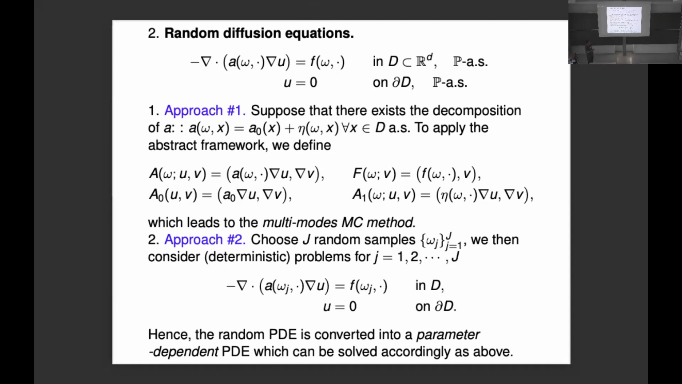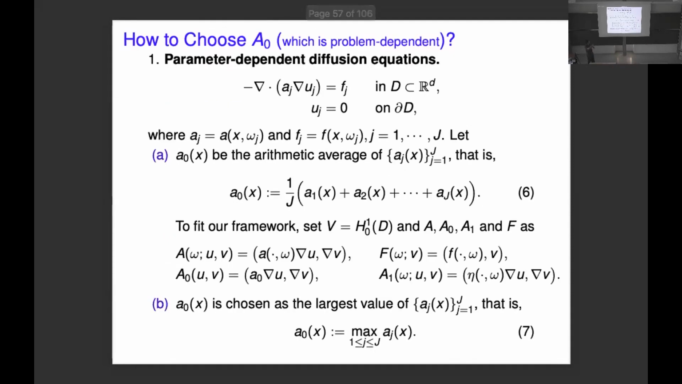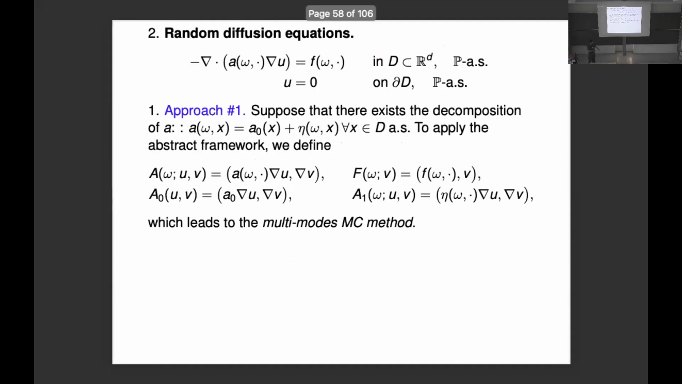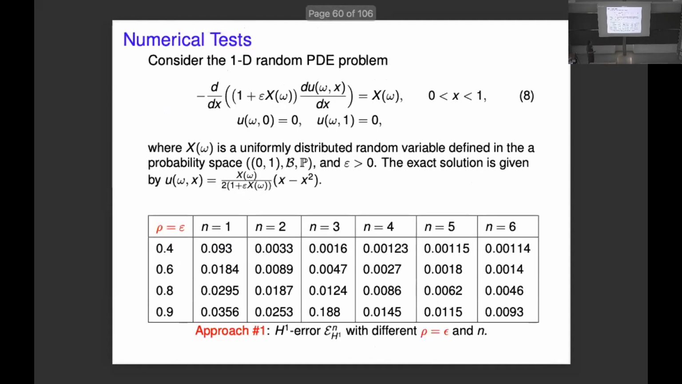In the second approach, you choose your samples, Monte Carlo samples. Then you reduce the problem to a parameter dependent problem. Then you can use the two techniques we introduced here on this problem. It turns out that for the random problem, this one works better, at least for the example we tested. Let me quickly show you one simple example showing that the second trick indeed works better.